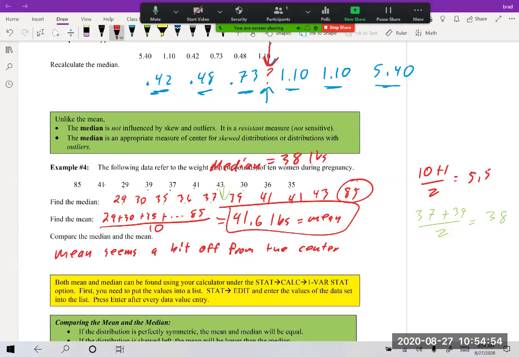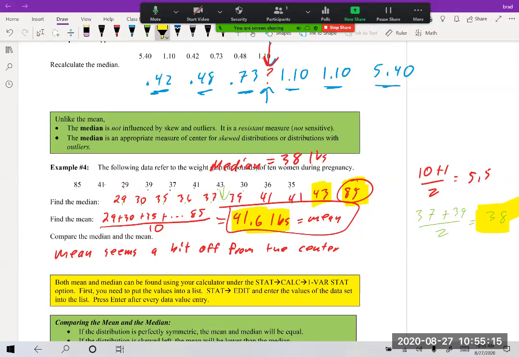How many data values in our list are actually above 41.6? There's only two. There's 43 and 85, right? 41.6 is supposed to be the center of the data. Well, there's only two data values that are actually above it. That means that there are 8 data values that are actually below. So that doesn't feel very much like the center.